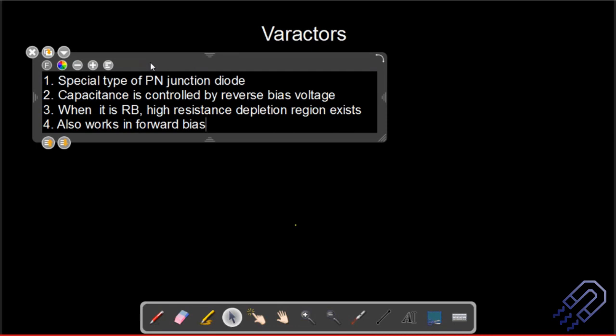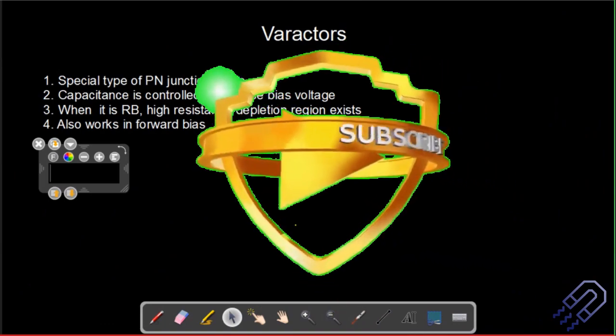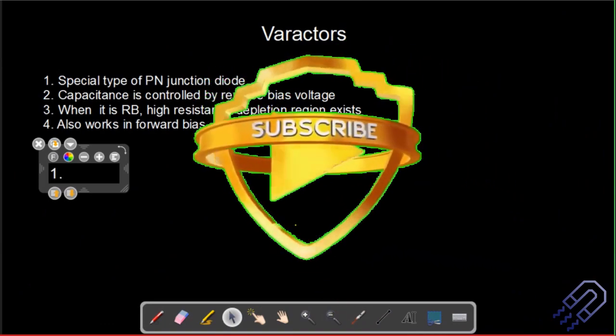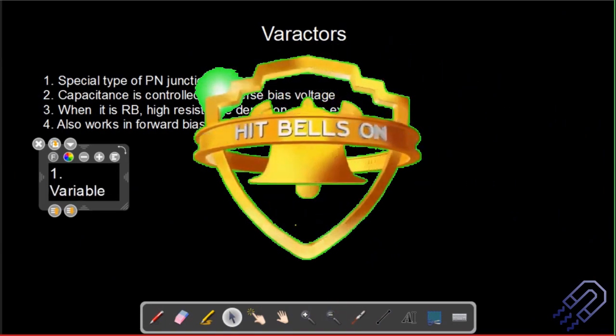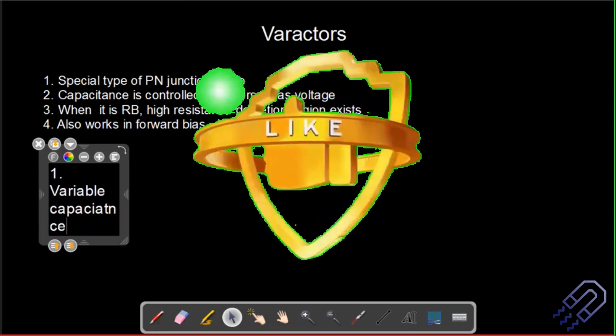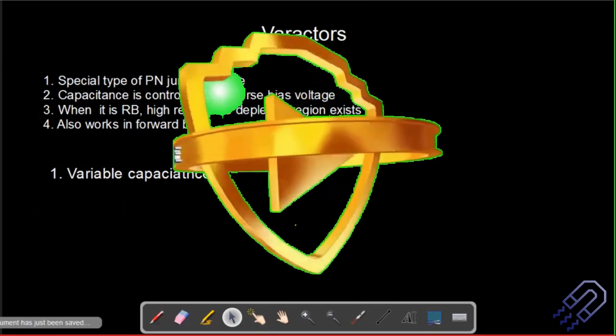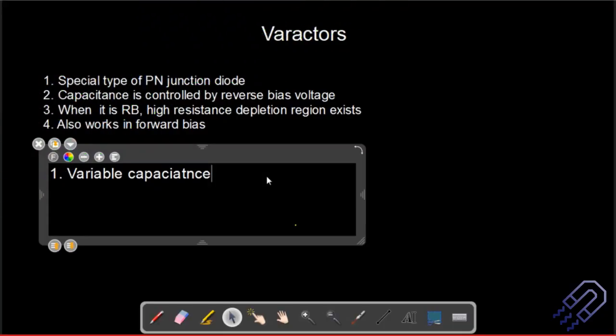It has some specific names. Some more points which are important. This is also called variable capacitance. Something like a voltage regulator, or you can consider something like an LCR circuit where you can control the circuit by varying the capacitance. So that is called a variable capacitance.